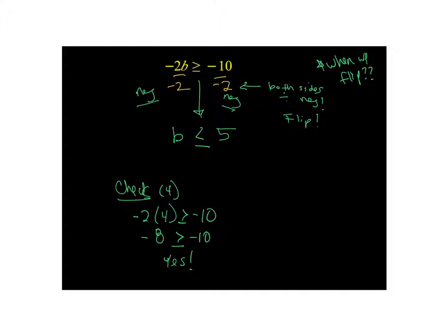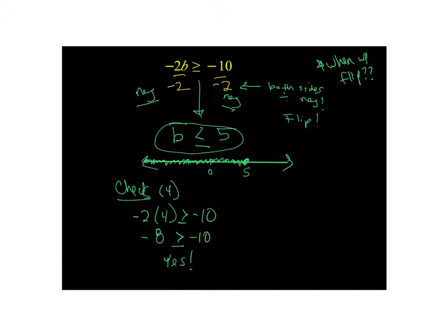If we were going to make the graph for this problem, that would be pretty simple. We are graphing the solution. Our solution is b is less than or equal to 5. So I'm going to plot my 0 and my 5 and put a closed circle and look at which way I'm shading. To the left, because b is less than.